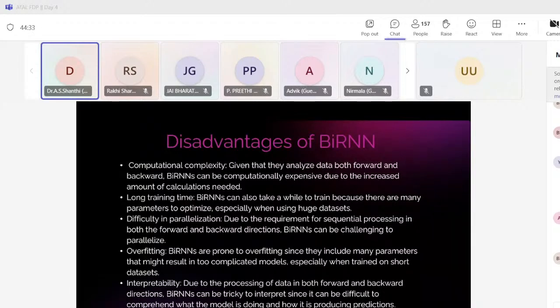And then interpretability, due to the processing of data in both forward and backward directions. They can be tricky to interpret, since it can be difficult to comprehend what the model is doing and how it is producing the predictions. So from this perspective, they are somewhat lacking in interpretability.